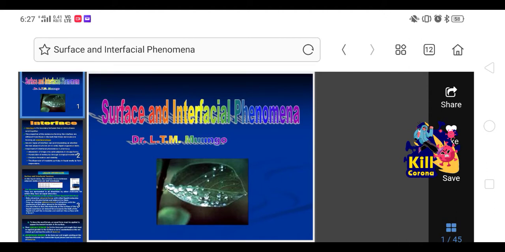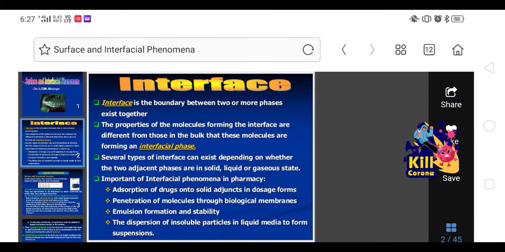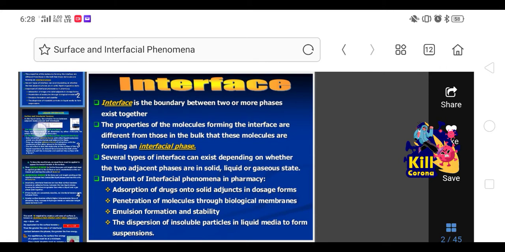Today we will see the surface and interface phenomena. So what is surface and interface? The interface is the boundary between two or more phases which exist together, and the properties of molecules which form the interface are different from those in the bulk, right? Suppose, for example, one is solid and one is liquid, or when oil is added to water, then it forms an interface.